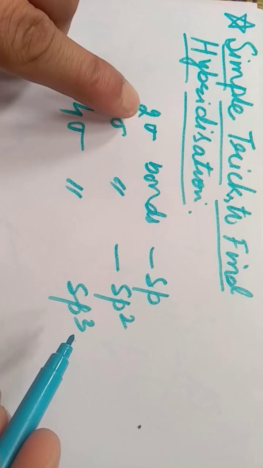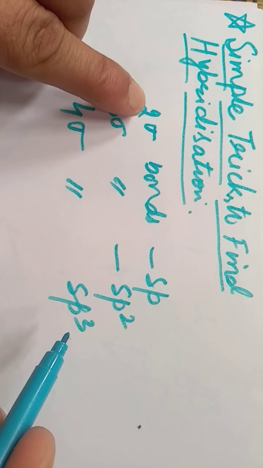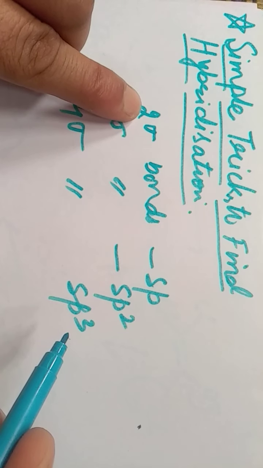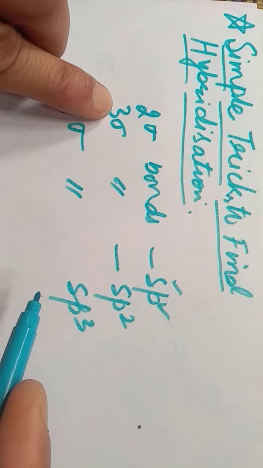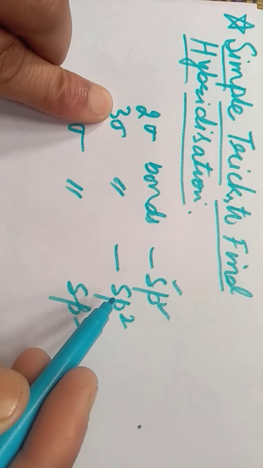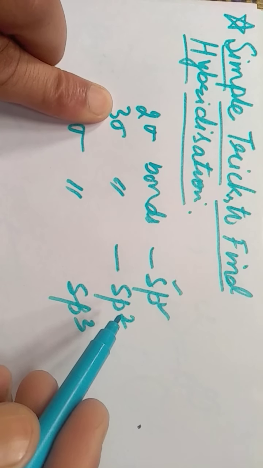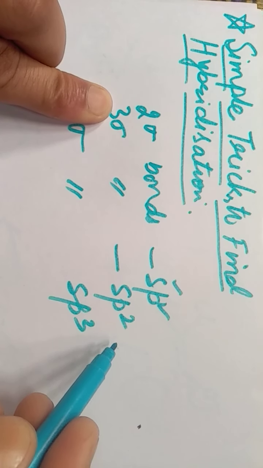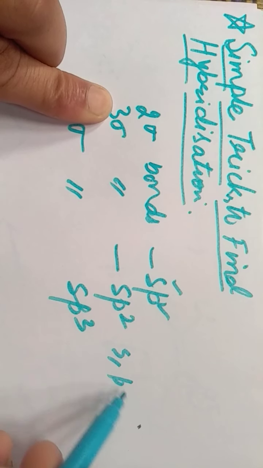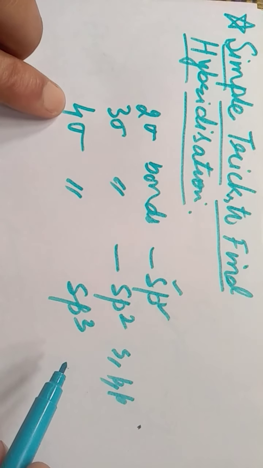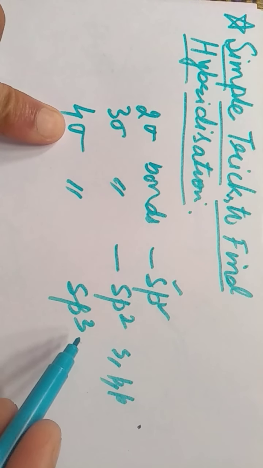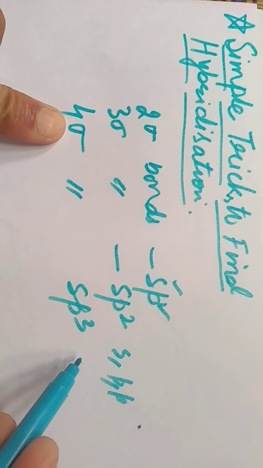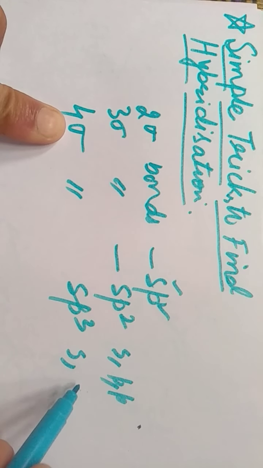Two sigma bonds means here is number 2. 2 means two orbitals are involved in hybridization. 3 means 3 orbitals are involved in hybridization, 1s and 2p. In this case 4. 4 means 4 orbitals are involved in hybridization, 1s and 3p, right?